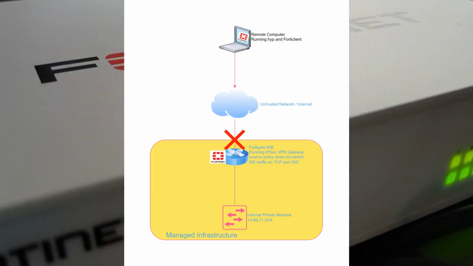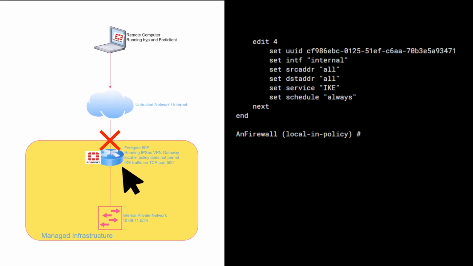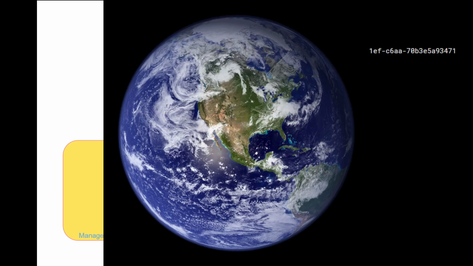So what do we do? Well, let's say you have this scenario here where you have a remote computer running HIP and Fortinet client. You're trying to connect in through an untrusted network such as the internet to this Fortinet. It's running an IPsec VPN gateway, so your Fortinet client is connecting to the gateway. And it has a local in policy that doesn't allow IKE traffic on port 500. You're going to get blocked. Now, by default, this local in policy doesn't exist. Normally, it would just allow everything to connect in, so that's the whole world.